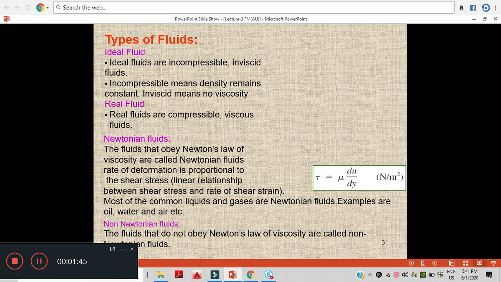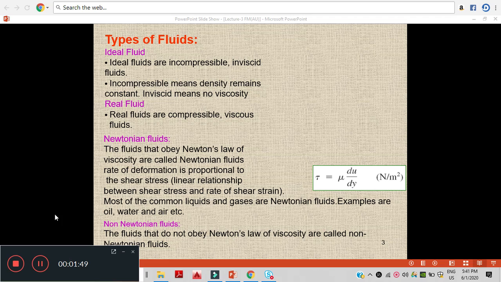Newtonian fluids are those fluids which follow Newton's law of viscosity. So what is Newton's law of viscosity? Newton says the applied shear stress is directly proportional to the rate of shear strain. So this is Newton's law of viscosity as mentioned here. And in this case, the relationship between the shear stress and the shear strain is a straight line.